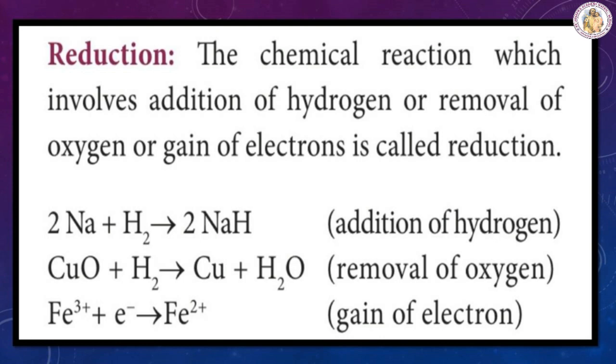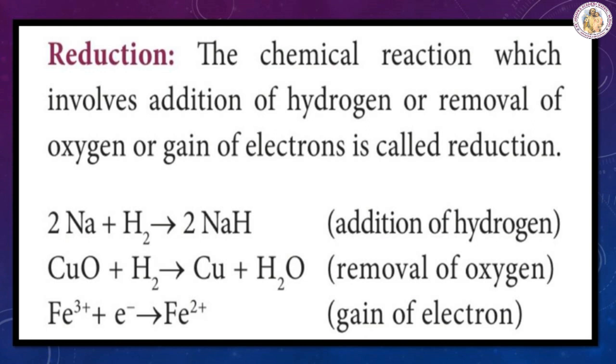Next is reduction. The chemical reaction which involves addition of hydrogen or removal of oxygen or gain of electrons is called reduction. For example, sodium is combined with hydrogen and forms sodium hydride. Here is the addition of hydrogen: sodium is added with hydrogen, so it combines and gives sodium hydride. So it is addition of hydrogen.